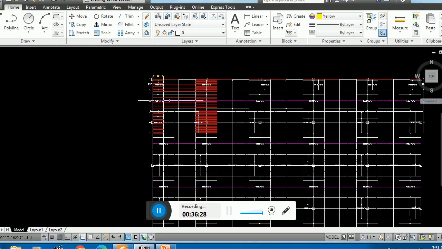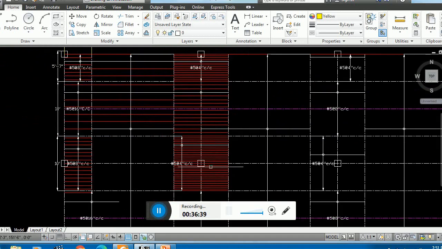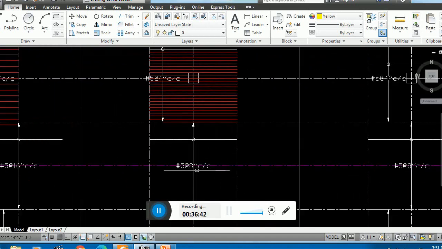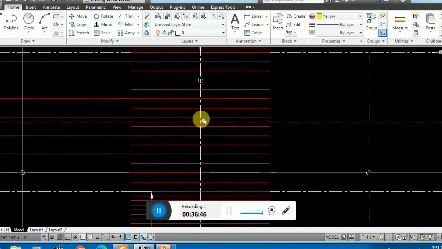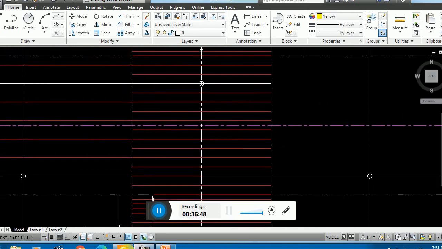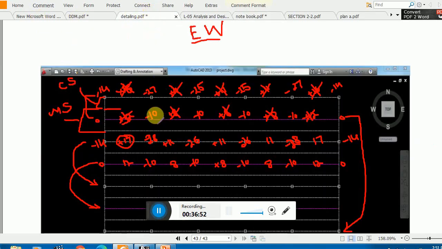And then again, you see here this amount of reinforcement. This is number 5 at the rate of 8 inch center to center. And here let us check the movement. Okay, the movement here in this place is -10, -10, -10, -10, and -10. So to cover that -10 movement, I am using number 5 at the rate of 8 inch center to center. Okay, so this must be clear.